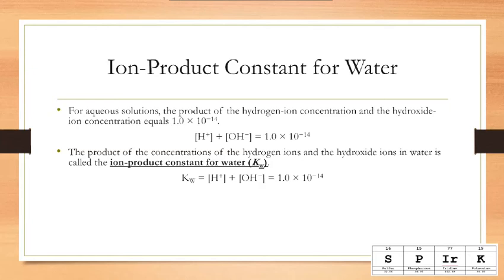So this should say multiplied by. That should be a multiplication symbol. It should be an X because it is the product. So they're multiplied together. So the product of the concentration of H plus times the concentration of OH minus equals 1.0 times 10 to the negative 14.